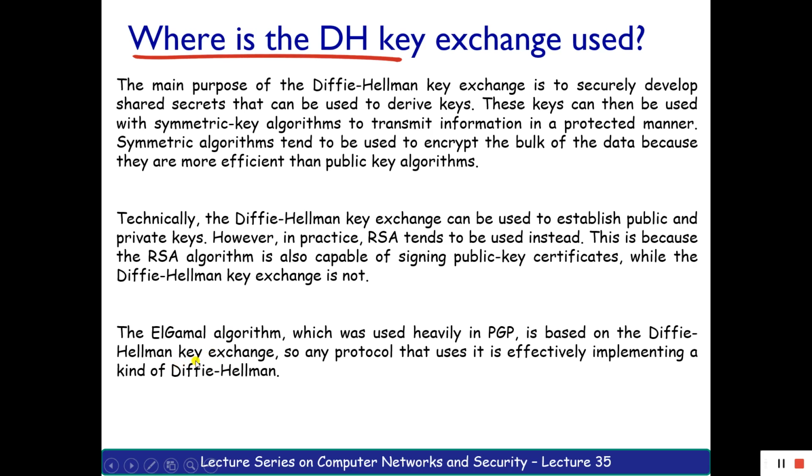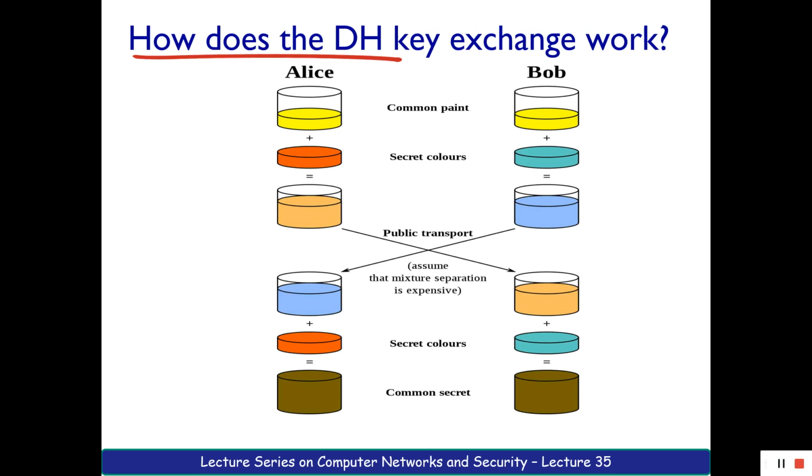The major role where Diffie-Hellman plays a part is the ElGamal algorithm, which was used in PGP. This is based on Diffie-Hellman key exchange only, so the protocol that uses it effectively implements that particular kind of Diffie-Hellman algorithm. There are very many places where you use Diffie-Hellman. You have used Diffie-Hellman even in virtual private networks, because you can secretly exchange contents.